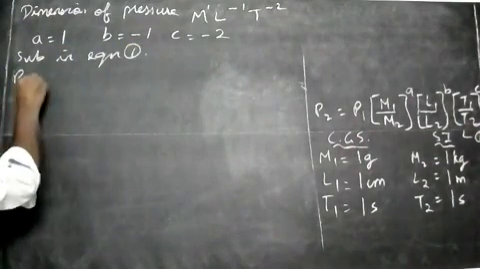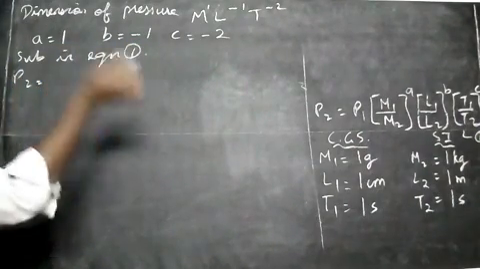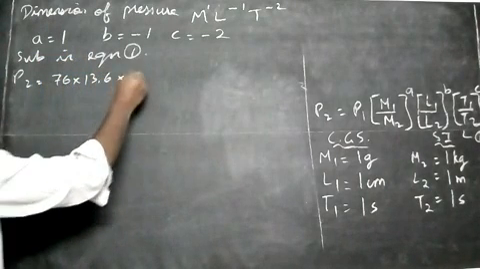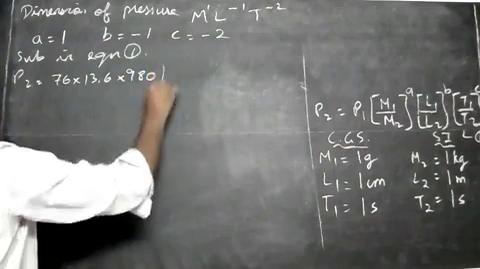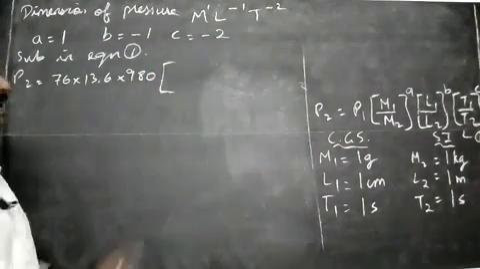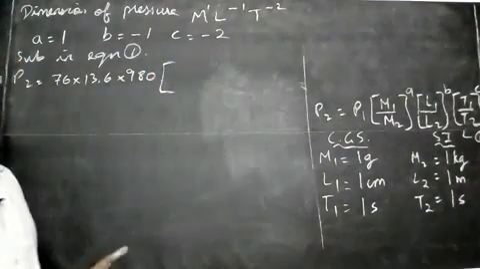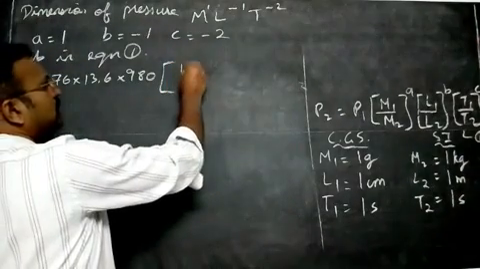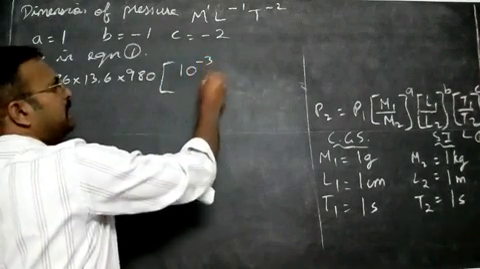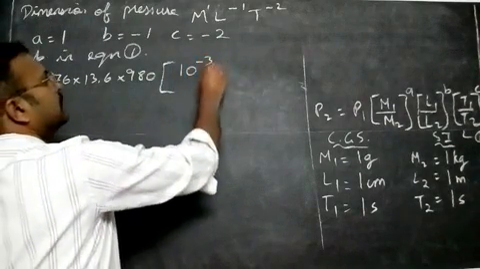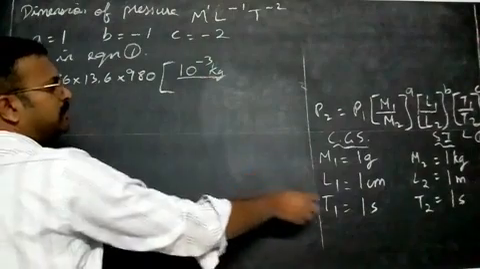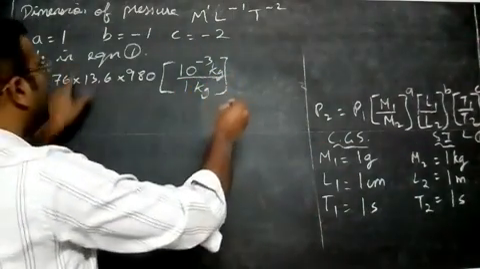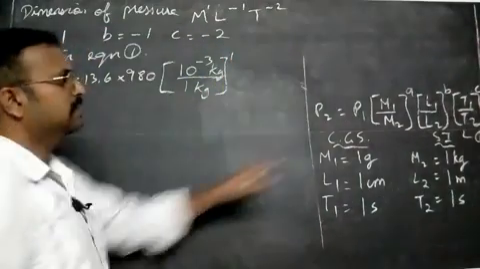So pressure P2 is equal to pressure P1, which we already wrote, that is 76 into 13.6 into 980, into this one, that is M1 by M2. M1 is what? 1 gram. But you must change it into kilogram. So 1 gram is 10^-3 kilogram. Then M2 is 1 kilogram, to the power A, that is 1.